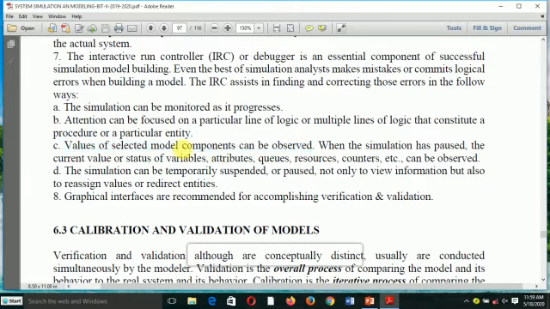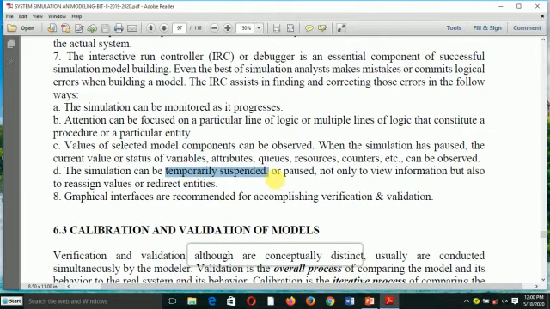So, this can be done by a debugger here. You can also pause the simulation, and you can see the current value or status of the variable after pausing the simulation. You can see also attributes and so on. You can also suspend the simulation.